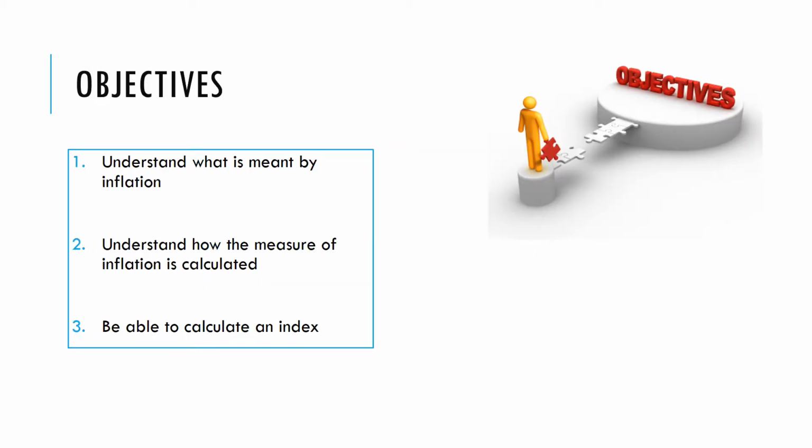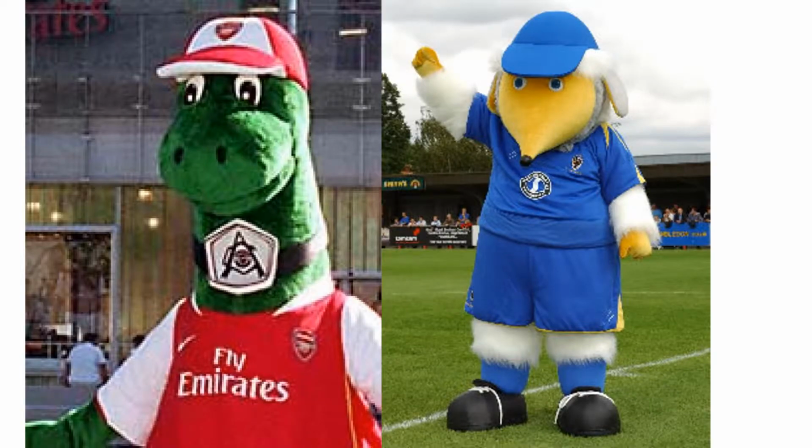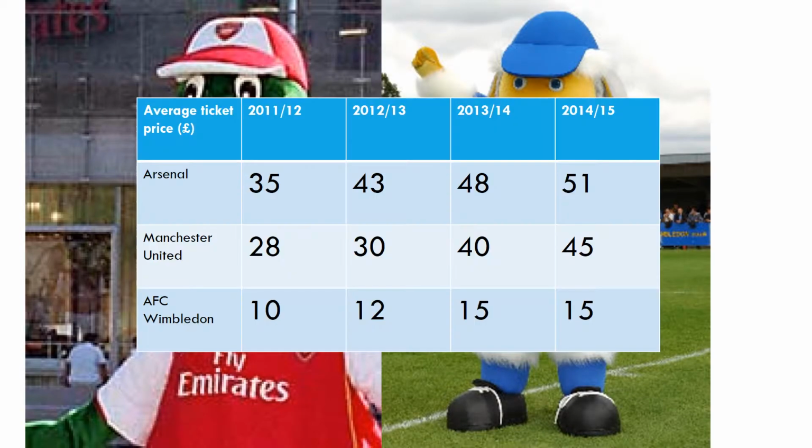So as we said, to be able to look at this index, the Consumer Price Index, we need to be able to calculate an index and understand what that is. Let's do that now. Right, let's talk about football tickets. Here are some average ticket prices across 4 seasons. And what I would like you to tell me is which club here has seen the fastest rise in prices. You might want to pause the video for a second and see if you can do some sort of calculation that would show you the answer.